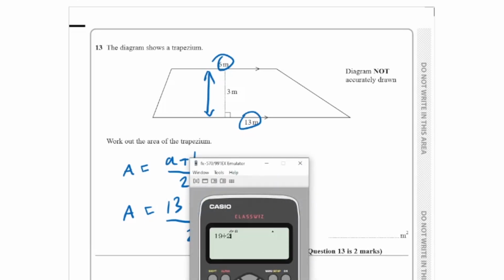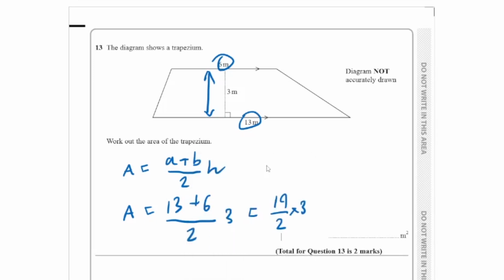19 divided by 2 times 3 gives us 28.5 meters squared. And that's our final answer.